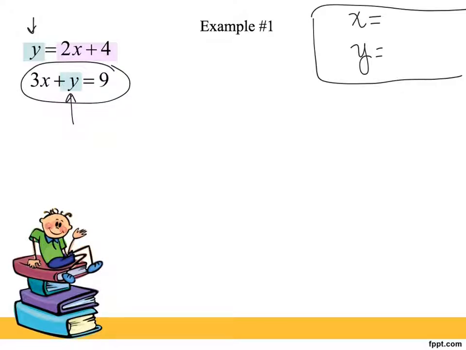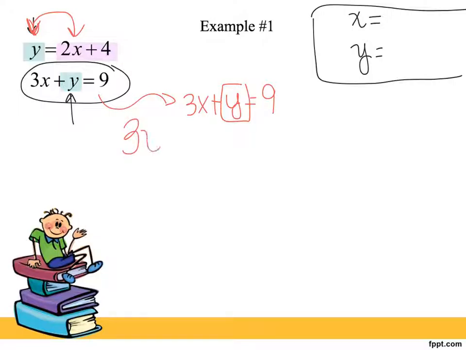So instead of having an x and a y, I choose to only have an x or only have a y. So if you notice, y and 2x plus 4 are equal to each other. That means I can replace one with the other. So if I take this equation, 3x plus y equals 9, I can replace y with what it is equal to. So I like to put a little box around that because that's something that's going to go away.